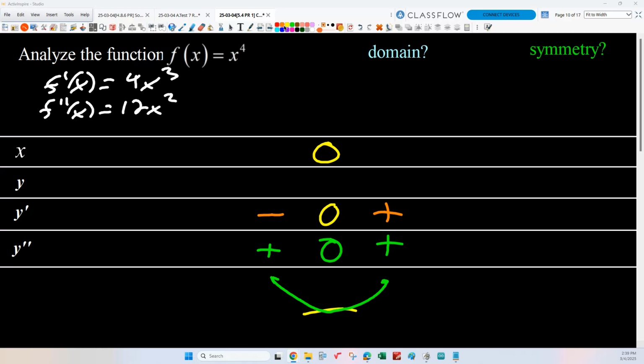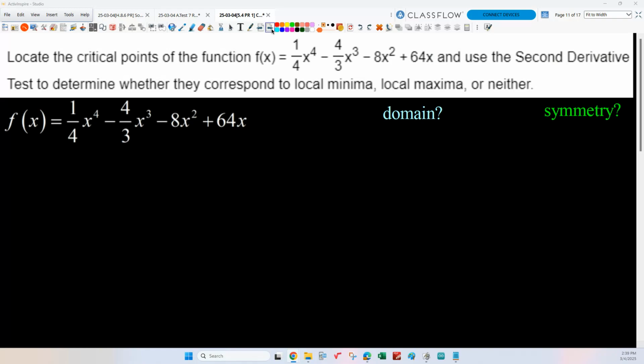How are we doing? Is that making sense? Okay? Let's see. Okay, so why did I pick this one? Just a second.